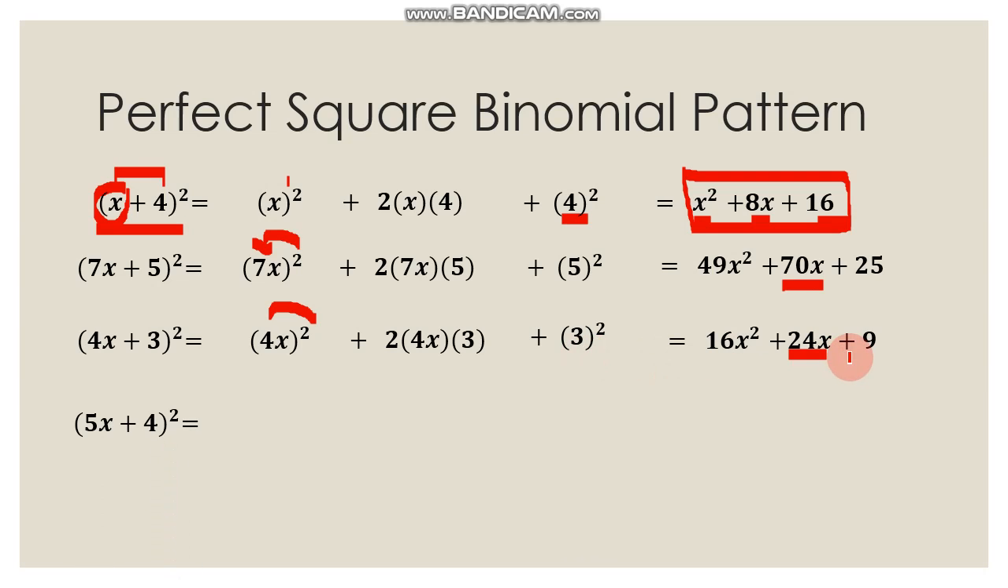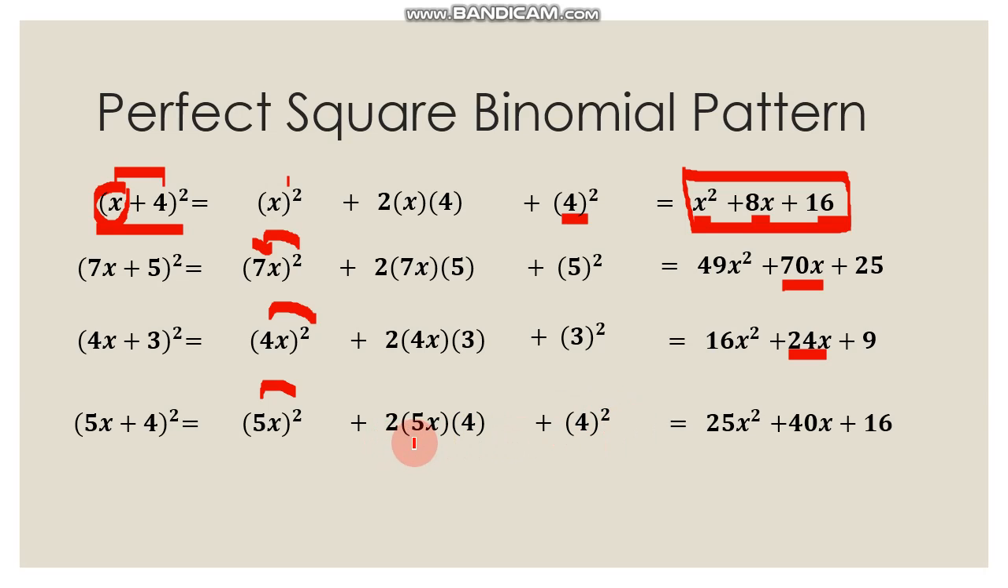Another one, the square of 5x plus 4. Square of the first term, twice the product of the two terms, and the square of the last term. 5 times 5 is equal to 25. x times x, we have x squared. And 2 times 5x times 4, we have 40x. And 4 times 4, we got 16.